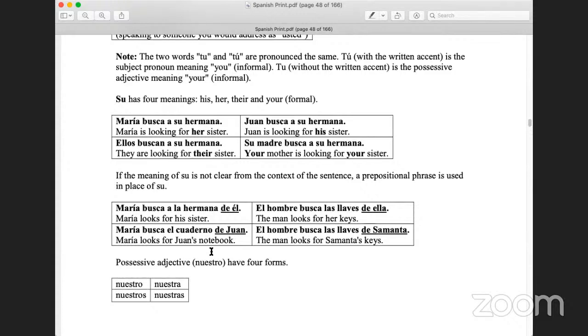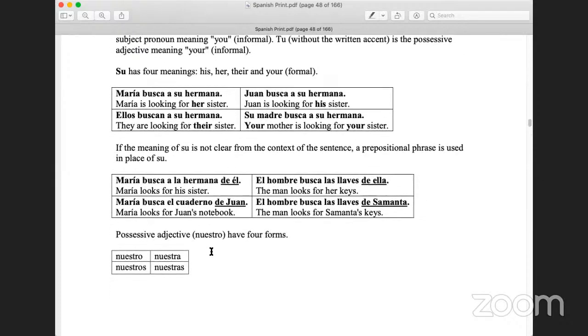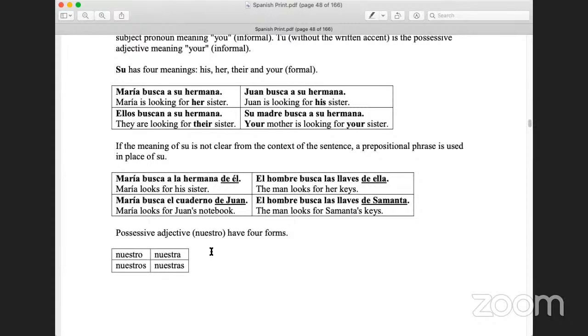Okay, notice the words tu and tú are pronounced the same. Tú with the written accent is the subject pronoun meaning you, informal. Tu without the written accent is the possessive adjective meaning your, informal. Su has 4 meanings: his, her, their, and your. So mi casa, su casa can mean your house, his house, her house, or their house, plural.